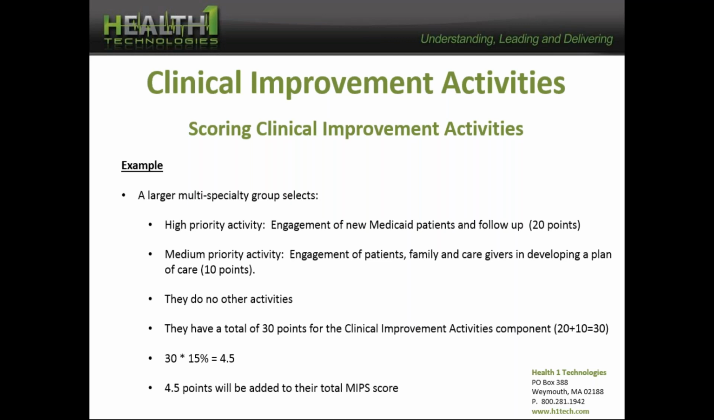They do no other activities. There's a lot for them to manage. It's a lot to take on. So they have 30 points total for their clinical improvement score. So they got 20 for the high priority, 10 for the medium, so they have 30 out of 40 as their score. That 30 points is taken times 15%, because that's the weighted score of the improvement activities, and the 4.5 points gets added to your total MIP score.